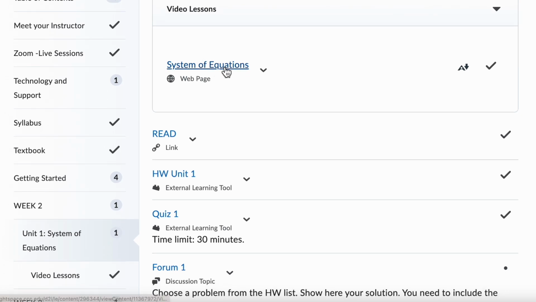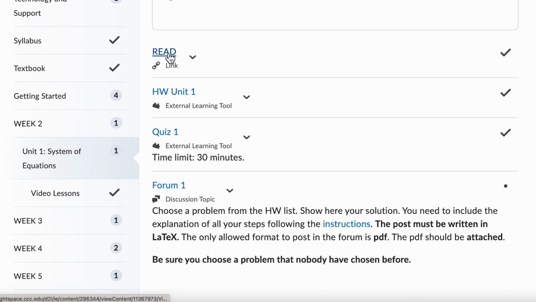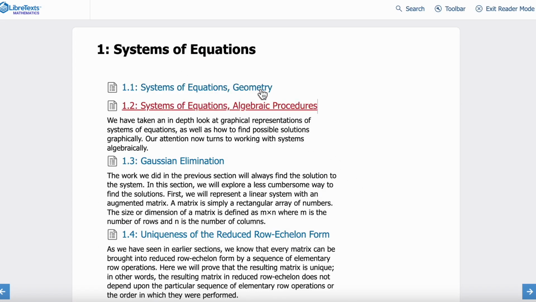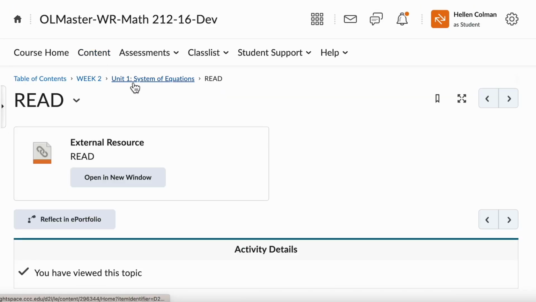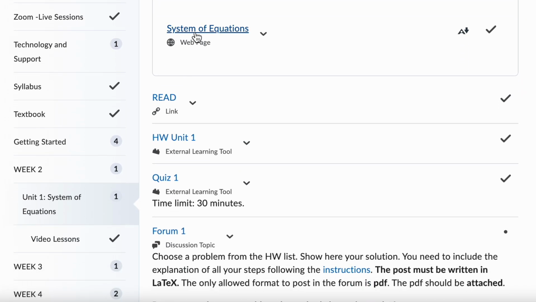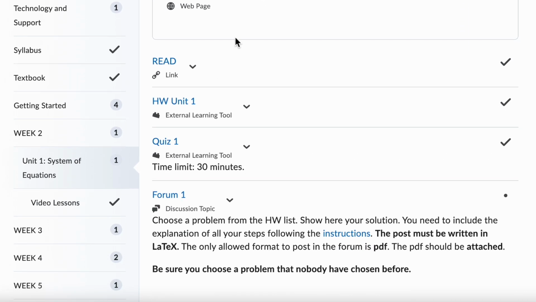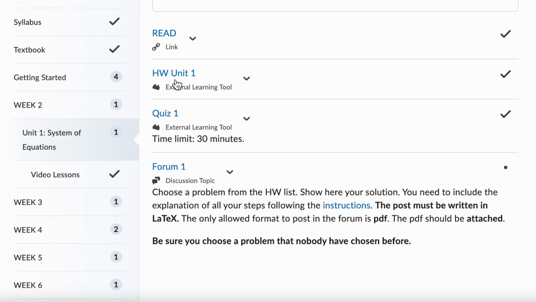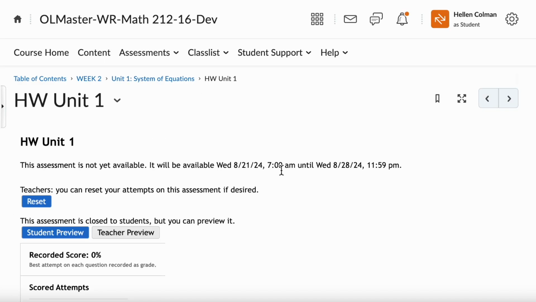So besides the videos, you also have the lesson in the book. This will take you directly to the part of the book that you should read. And coming back to the unit, so these are the videos, then read the lesson. When you finish all that, you can start attempting the homework. So click on the homework.